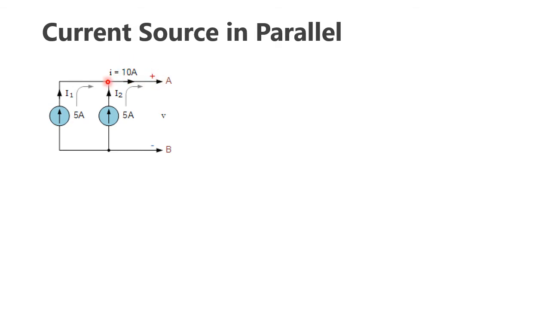According to Kirchhoff's current law, at this node I1 is coming towards the node, I2 is also coming towards the node. Then at this point the total current I will be I1 plus I2, which is equal to 10 ampere.